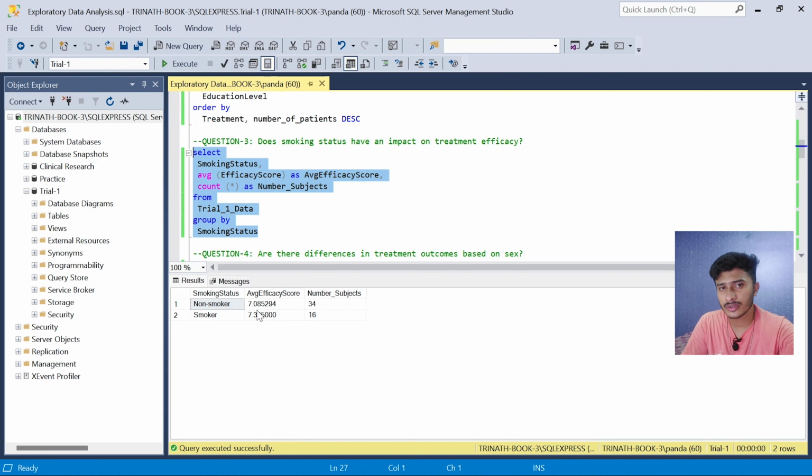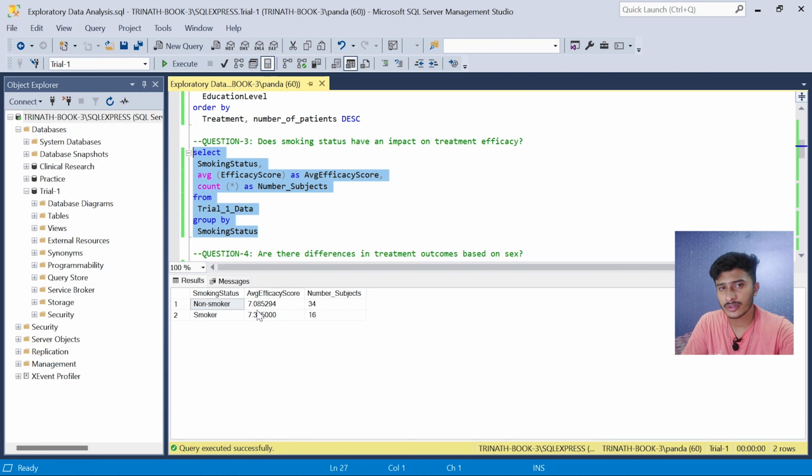Okay, so let's get to our question number 4. Here: are there any differences in treatment outcome based on sex? Okay, it's gender. So first of all, we're going to select the sex column. Then, are there differences in treatment outcome? Treatment outcome basically means the efficacy score.